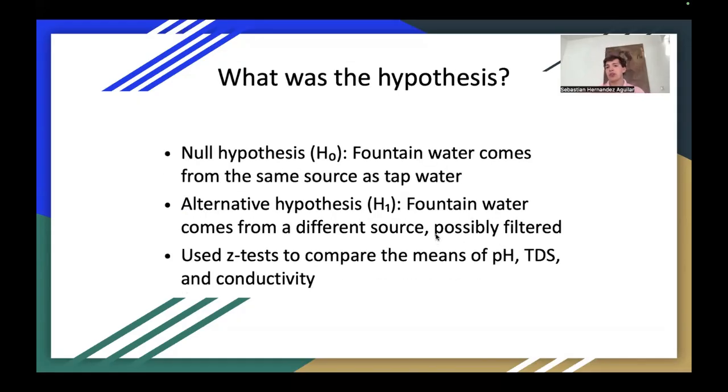So what was our hypothesis? The null hypothesis was that fountain water comes from the same source as the tap water. The alternative hypothesis was that fountain water comes from a different source, possibly filtered, and I use a Z-test to compare the mean of pH, TDS, and conductivity. And we use the Z-test.